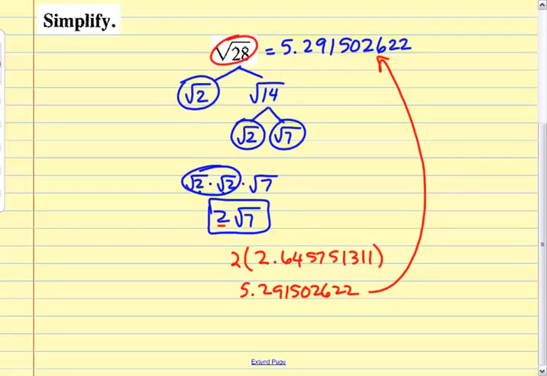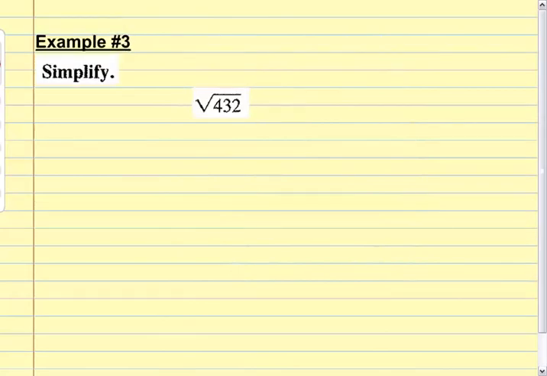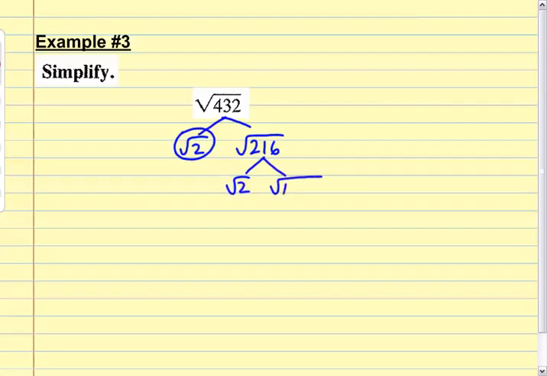Okay, let's look at the next one. I hope I made that clear. I think I did. All right, let's look at the next one. Example number 3 says simplify the square root of 432. I have no idea what this is, and I don't need to guess a perfect square root that goes into that. Just prime factor. Root 2 times, what is that? Root 216, I think. Okay, now this one's done. This is definitely root 2 times root 108. That's done. 108, I'm going to do root 9 times root 12.